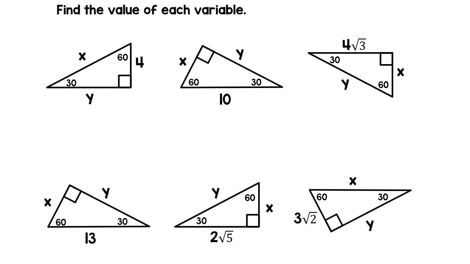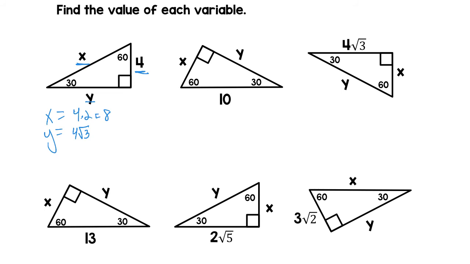Okay, I've got a 30, 60, 90 triangle. All of these are 30, 60, 90 right triangles. I want to know x and y. Well, if I know the short leg and I want to know the hypotenuse, I'm going to multiply by 2. X is the hypotenuse, sorry. So x is 4 times 2, or 8. If I know the short leg and I want to know the long leg, I multiply by the square root of 3. So that's 4 square root of 3.